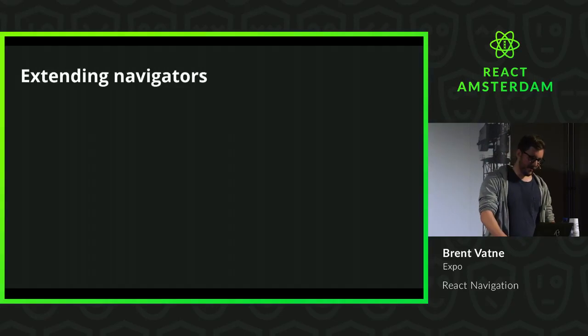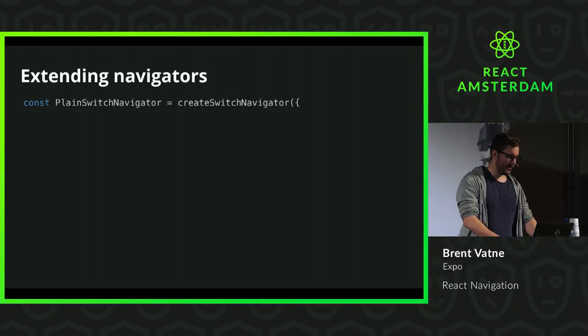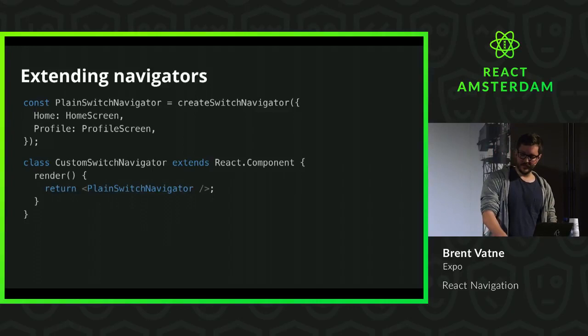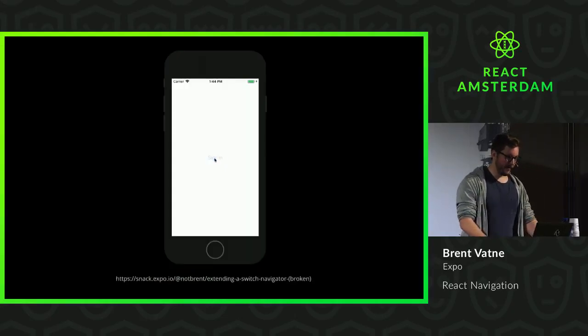OK, so let's start off by looking at what would happen if we didn't expose the router static prop. So we're creating the switch navigator, and here we have a component that essentially just returns the switch navigator that we just initialized. And then at our root, we use that component that wraps that navigator. If we now try and use this app, we'll see that when we press sign in, it's still dispatching this navigate to home action, but nothing's happening.